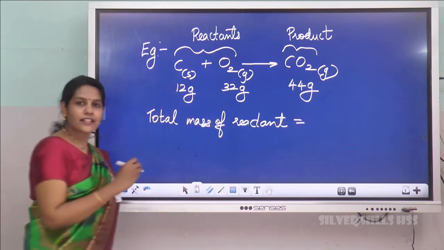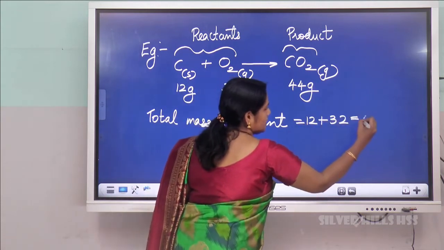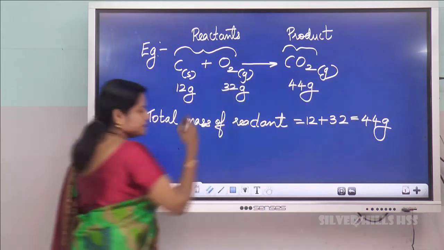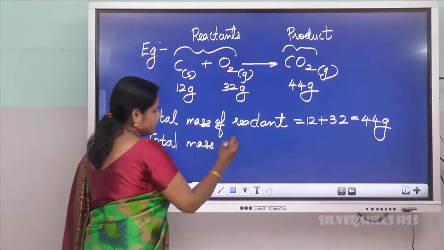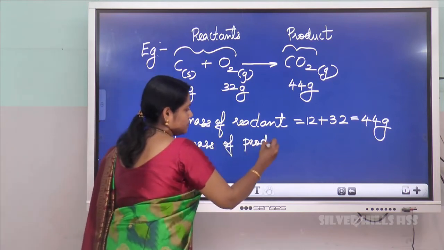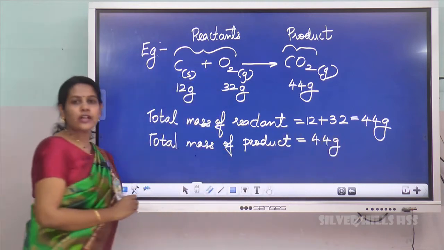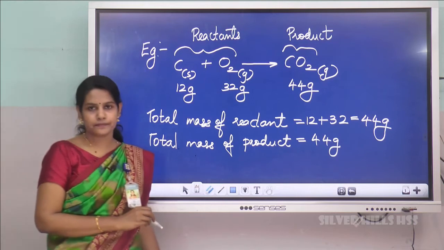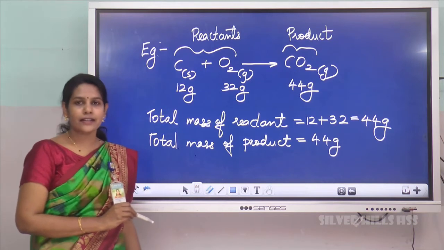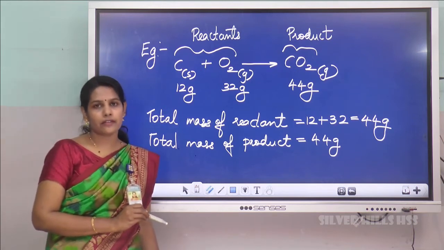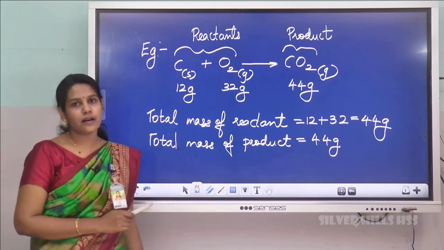Total mass of the reactants is equal to 12 plus 32, that is 44 gram. Total mass of product is equal to 44 gram. That is, during a chemical reaction, the total mass of the reactants consumed is equal to the total mass of the products formed. There is no increase or decrease in the total mass of the matter.